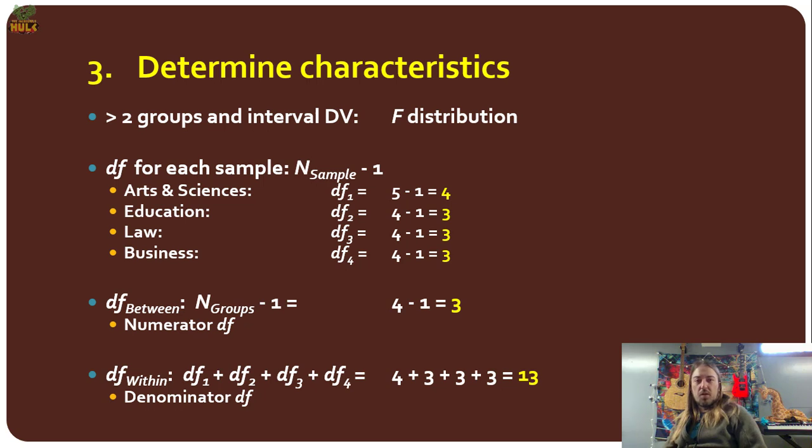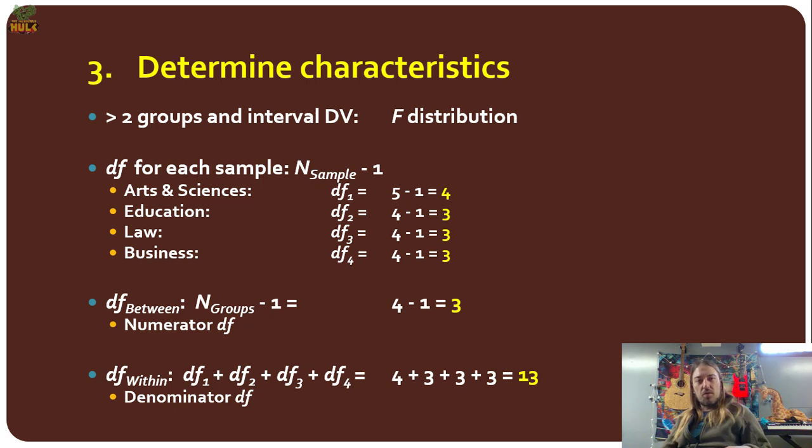The within groups degrees of freedom is calculated either by the total number of individuals in a particular experiment minus the number of groups, or by simply adding up all of the individual sample degrees of freedom. So if you took the total number of people in our experiment, we've got 17. You minus the number of groups, you get 13. So that's one way of calculating it. The other way is to calculate it by adding up each of the individual sample degrees of freedom. 4 plus the 3 plus the 3 plus the 3. Both give you the same answer, right? So you end up with 13.